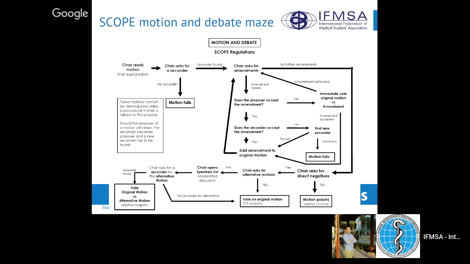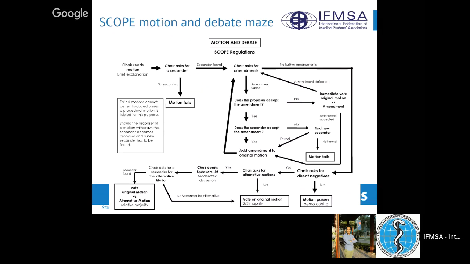Before proceeding to the final vote, the chair will ask if there is any direct negative, as I said before. If there isn't any direct negative, the motion passes nemo contra, which means with no votes against. But if there is a direct negative, which means an NMO that is clearly against the motion, then the chair will ask if the NMO wants to propose an alternative motion. If the NMO doesn't want to propose any alternative motion and is simply against the motion, then we proceed with a vote on the original motion, and it will pass only with a 2/3 majority, so the votes in favor are twice the votes against.